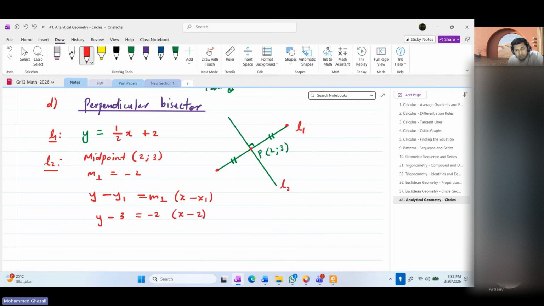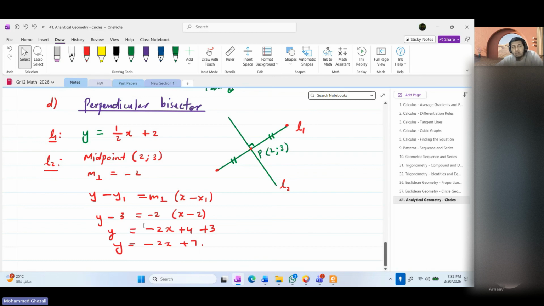Times x minus 2. So we get y is equal to negative 2x, open this up, plus 4, and add the 3, you get plus 3. So y is equal to negative 2x plus 7. This is the equation of the line L2, which is the perpendicular bisector of line L1.